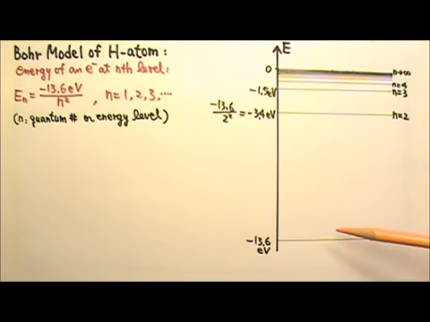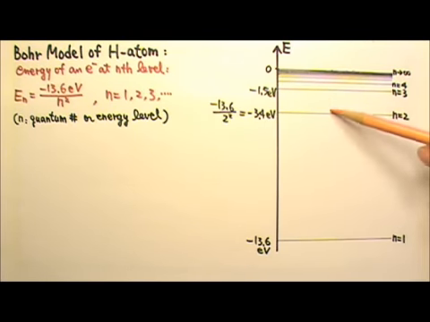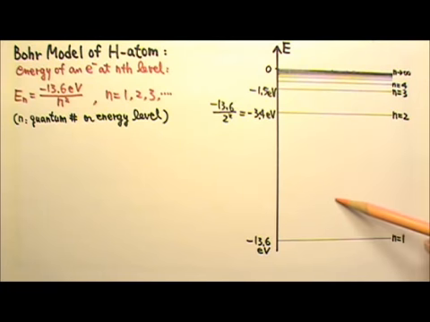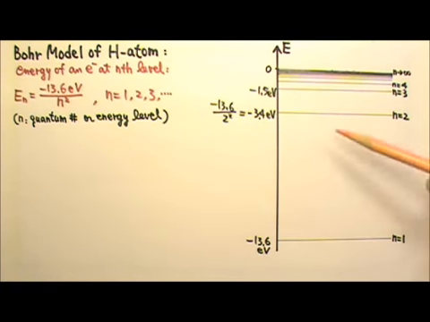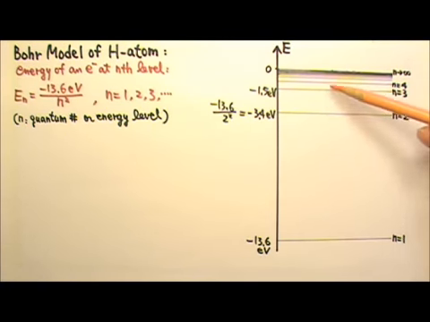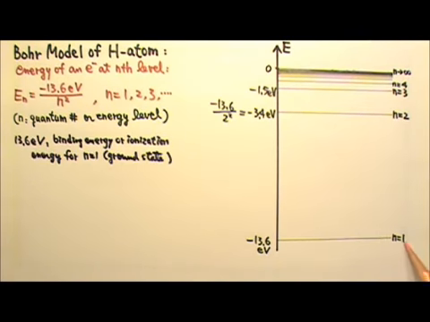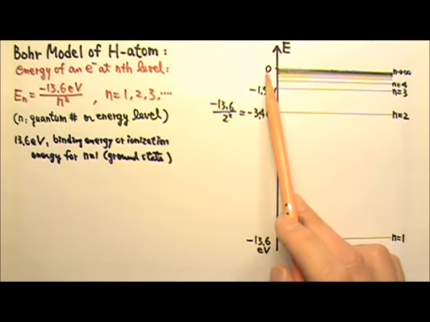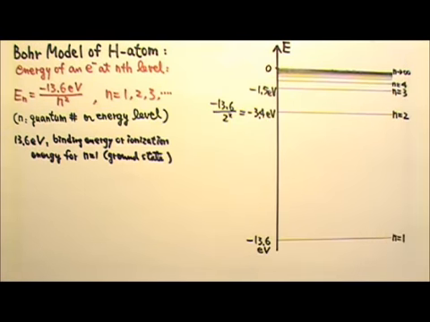As you can see, the energy gap between different energy levels is biggest between n equals 1 and n equals 2, and then 2 and 3, and 3 and 4, and so on. And for large n's, the energy levels are very, very close together. The n equals 1 level is also called the ground state. The ground state has the lowest energy. As we go up, the energy gets higher and higher, and then reaches 0 as n approaches infinity.